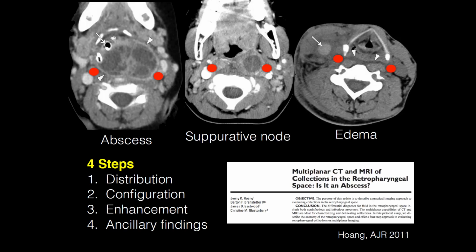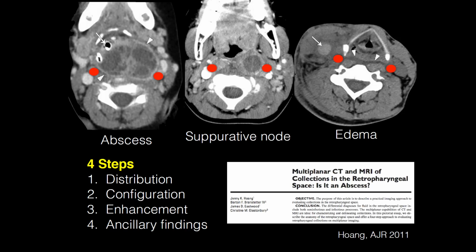Configuration: both the abscess and the suppurative lymph node are much more likely to have mass effect, whereas edema is much less. And then enhancement: the infected collections are going to be enhancing, while the edema doesn't have any enhancement, as you can see. This is a non-contrast CT, so you definitely don't see any enhancement, but if you get contrast, it's unlikely to enhance.